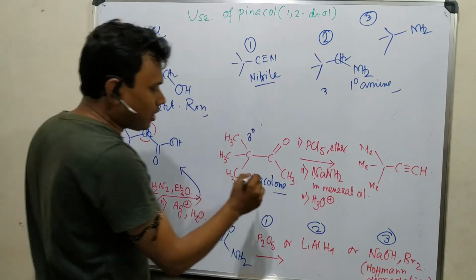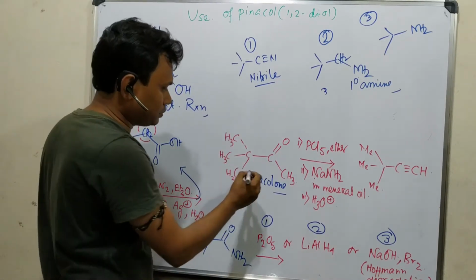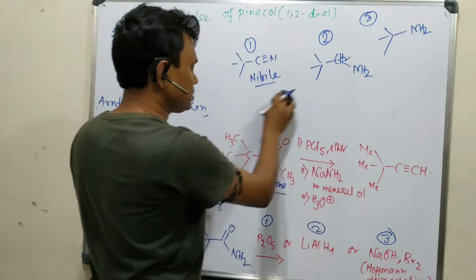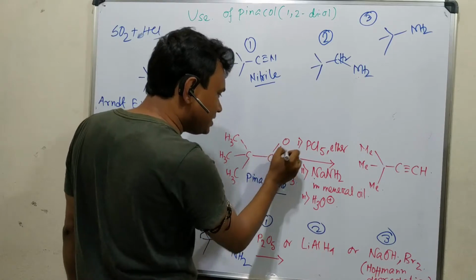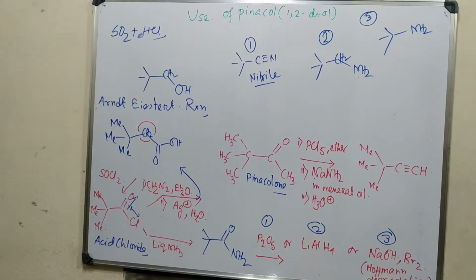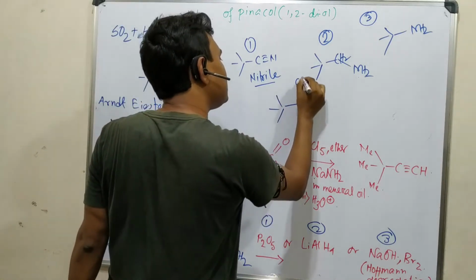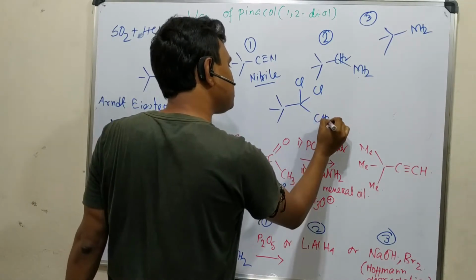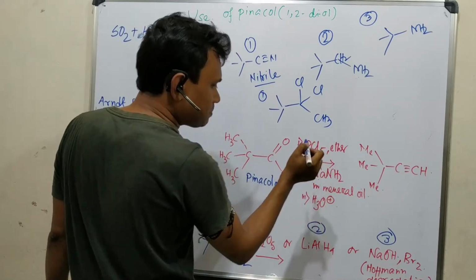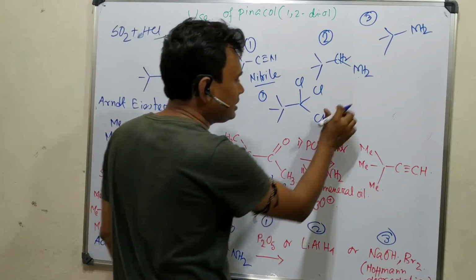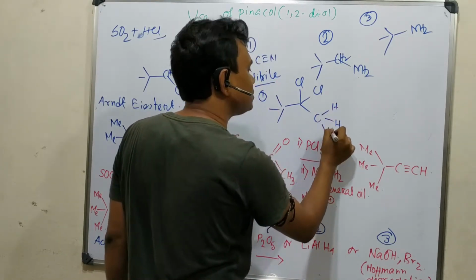Another thing, this pinacolone could be transformed into other products. For example, if you see this first one, PCl5, ether. So what does it produce? With PCl5, this double bond O is converted into Cl, so this is Cl, 1 Cl, this is 1 Cl, this is CH3, fine. So step 1 produces this. After that you see step 2. What happened? In presence of sodium amide in mineral oil. So here you can see 3 hydrogens are there.